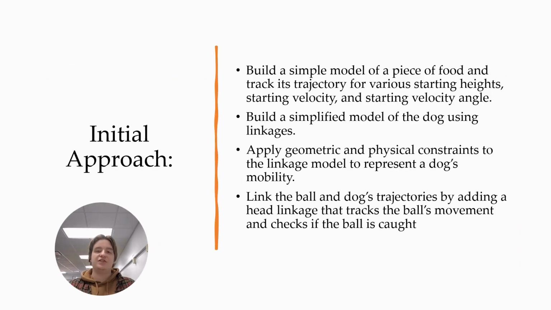In this problem, we had two distinct modeling sections, one for Fritz the dog and the other one for his projectile food. For his food, we tracked his trajectory using various starting heights, starting velocities, and starting velocity angles. For Fritz, we built him out of a simplified model using linkages. We applied geometric physical constraints to the linkage model to represent the dog's mobility. To link both the ball and the dog's trajectories, we added a head linkage onto Fritz that tracks the ball's movement and checks whether the ball is caught or not.